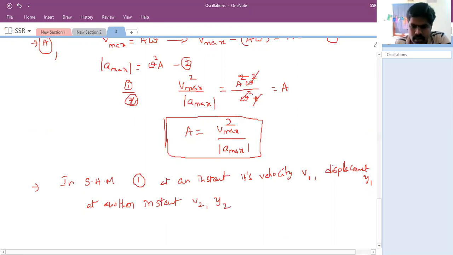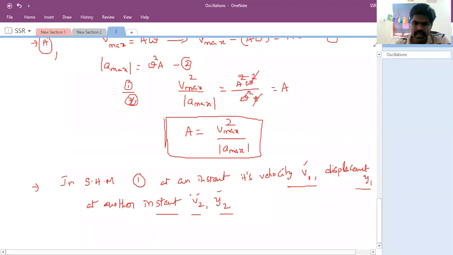So that application we can write like this. These are all model application problems. In a single SHM moving along a straight line, we are taking two instants. In SHM, at an instant its velocity is v1, displacement y1. Another instant, velocity v2, displacement y2. In that case, we have to relate the value of its amplitude and angular frequency. So in the question they will give v1, y1 for a given particle and v2, y2. Are you clear on this?